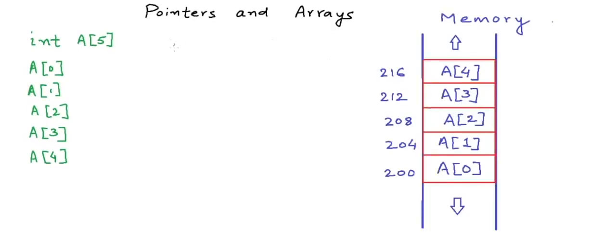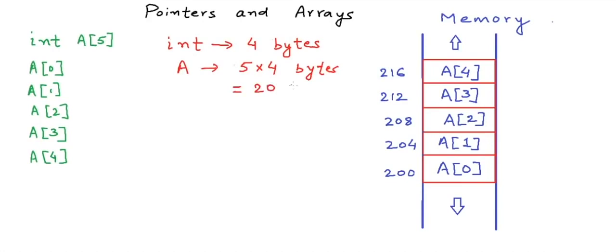If a0, the first element in the array, is stored at address, let's say, 200, and in a typical modern-day compiler an integer is stored in 4 bytes, then a1 will be 4 bytes ahead of a0 at 204, a2 will be at 208, a3 will be at 212, and a4 will be at 216. The overall size of the array would be 20 bytes, and these 20 bytes will be one consecutive block.